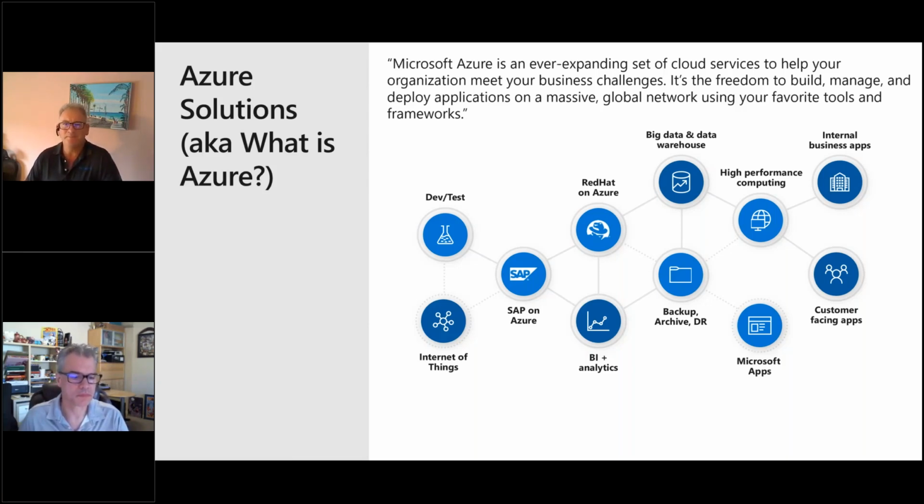Perfect. And the other things that we don't always think about that are running in Azure natively: if people on here have moved to Office 365 or Microsoft 365, all of that is running in Azure, and it's all over.